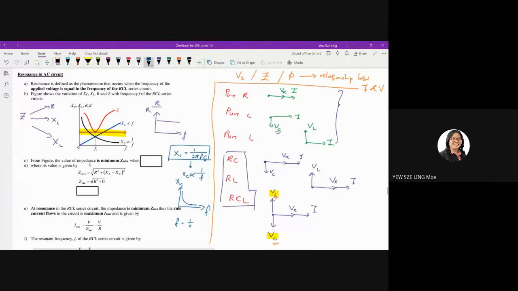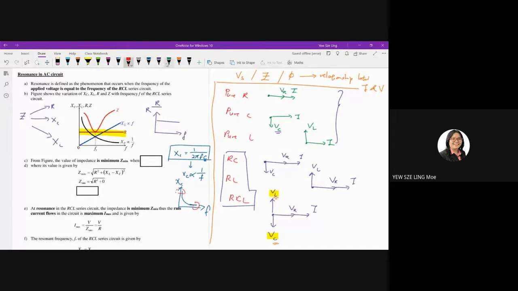So when you sketch a resonance graph, remember when it comes to XC and F, it won't touch either the Y axis or the X axis. It will go up to infinity because you cannot divide by 0. If XC is divided by 0, then what is going to happen? It's going to be equal to infinity. So remember, it won't touch.